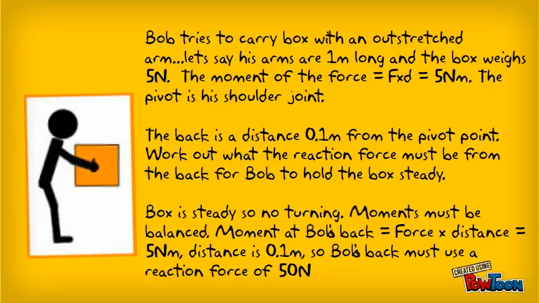Well, if the box is steady, that means there's no turning, so the moments must be balanced. The moment at Bob's back is the force times the distance from the shoulder joint, which is the force times 0.1 metres, and we know that the moment must be equal to 5 newton meters. So for the moments to be balanced, Bob's back must use a reaction force of 50 newtons.